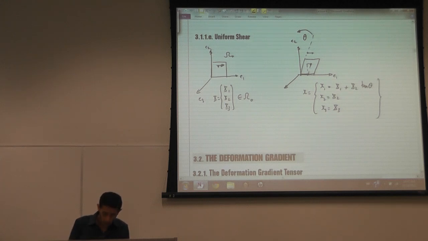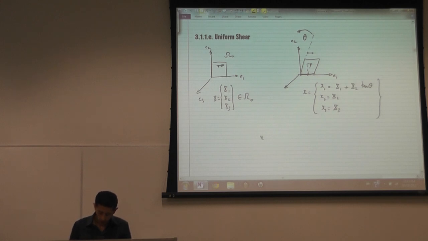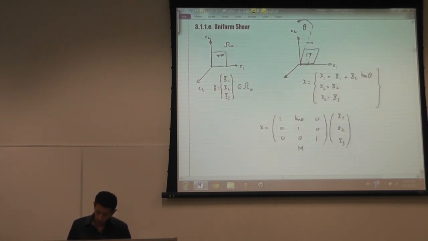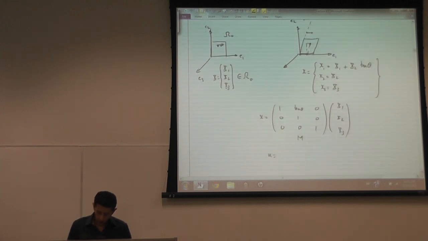For this motion, I can say that x is equal to the matrix 1, tan theta, 0; 0, 1, 0; 0, 0, 1, multiplied by X1, X2, X3. If I call this matrix M, then u is equal to (M minus I) multiplied by the vector X.